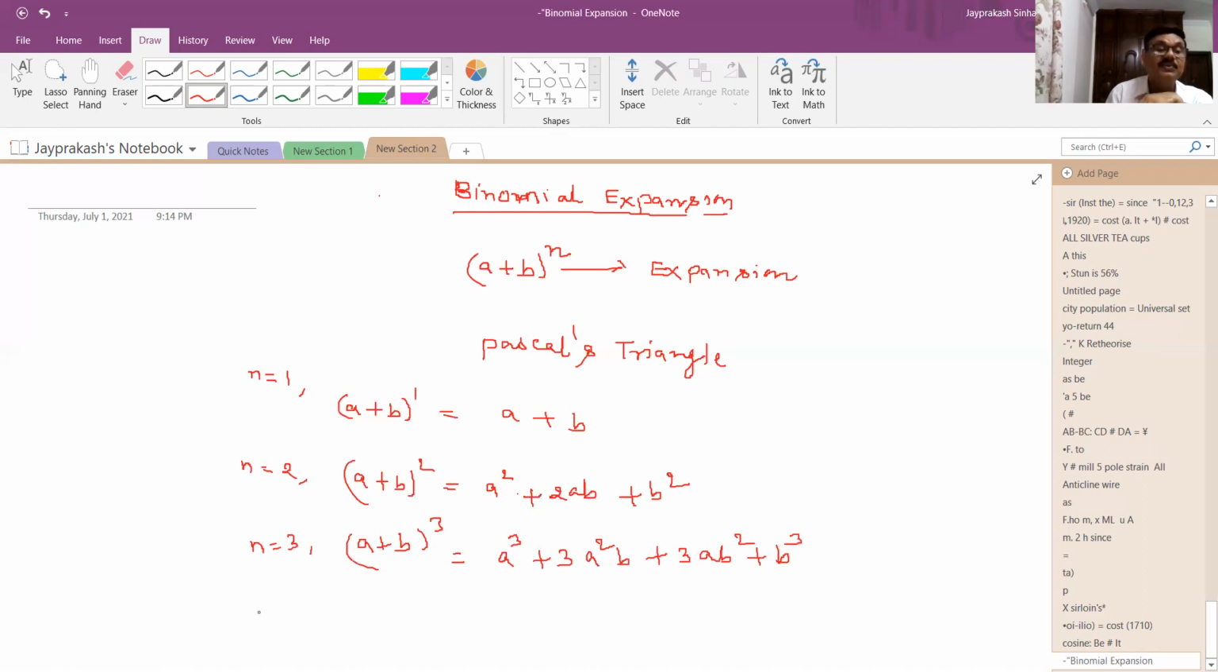But if I ask you, when n is equal to 4, in that case it will become (a + b) to the power 4. And to find the expansion of this is not easy. You will find it very difficult. But I will tell you the method which is very easy. By applying that method, you will be able to find the expansion of any power of a binomial in minutes. Okay, so we'll see that.